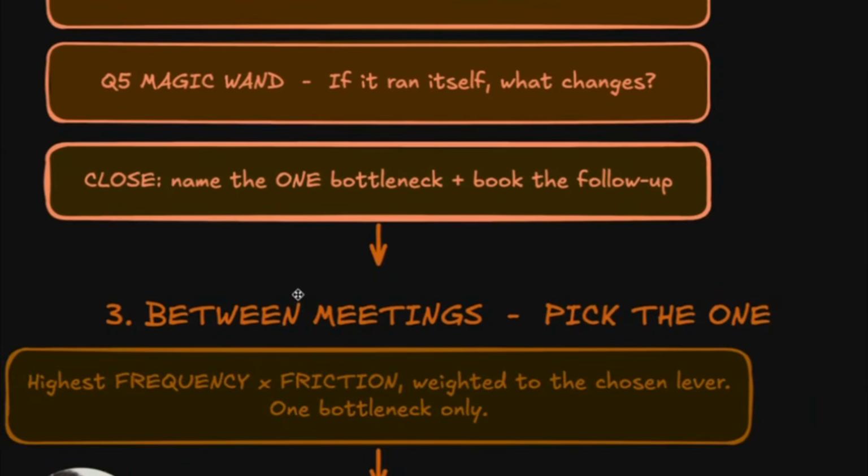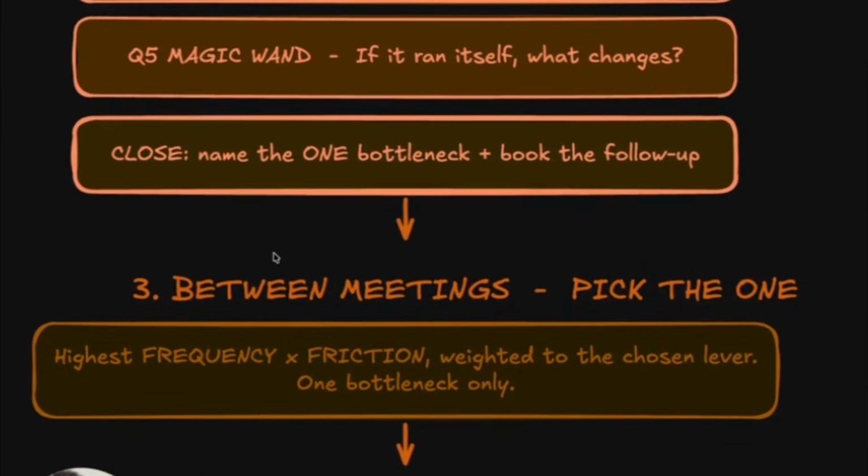Between meetings, this is where you're going to actually go and do your research. You're going to look at all the bottlenecks that you uncovered during that first call, and you're going to find the one that has both high frequency and high friction. The bottleneck at the intersection of frequency and friction is the one that is most ripe for fixing with AI, and is the one thing that we're going to prescribe as part of the free mini assessment.